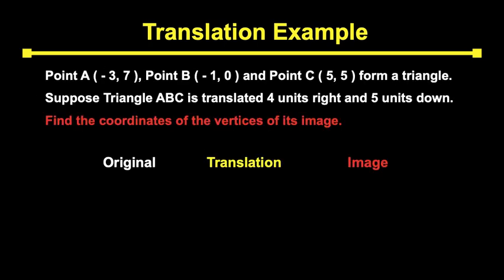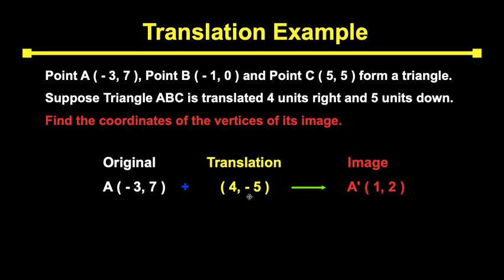This is the same situation, same circumstance as before, I just changed the question. The question is in red. Find the coordinates of the vertices of the triangular image. So the original point A is negative 3, 7. The translation is 4, negative 5.